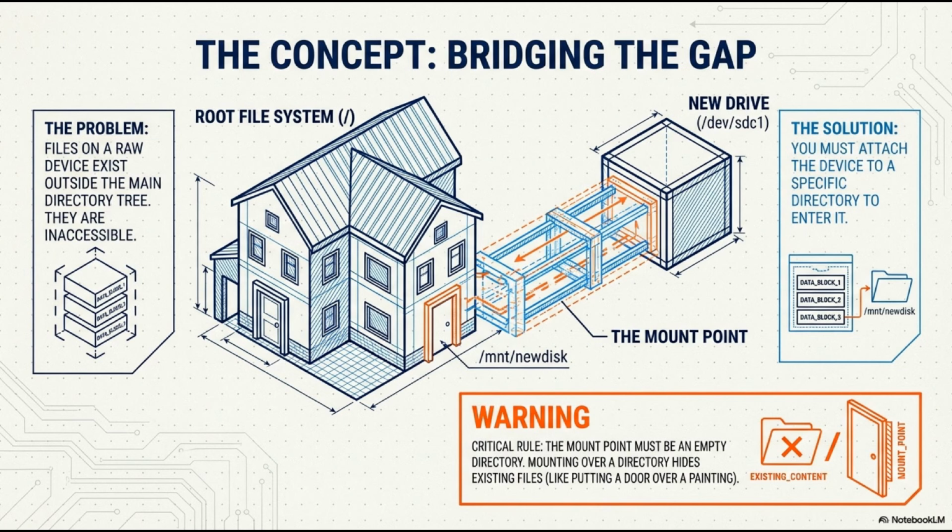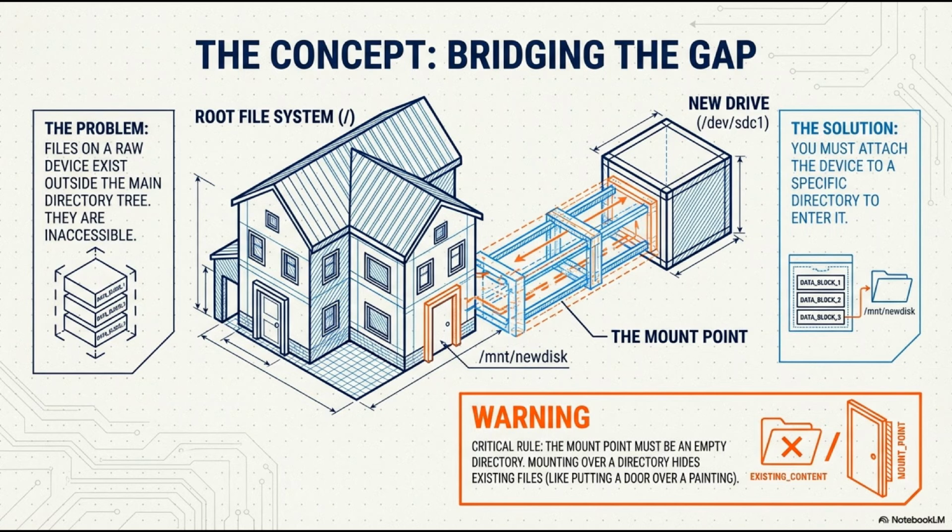Now, there is a very bright red warning box at the bottom of slide 2. It says, "Warning: the mount point must be an empty directory." Why is that so strict? What happens if I pick a room that already has furniture in it? This is such a classic beginner mistake, and it causes so much panic. Let's use the analogy. Say you decide to mount your new drive onto a folder called /data. But /data isn't empty. Maybe you have some old log files in there.